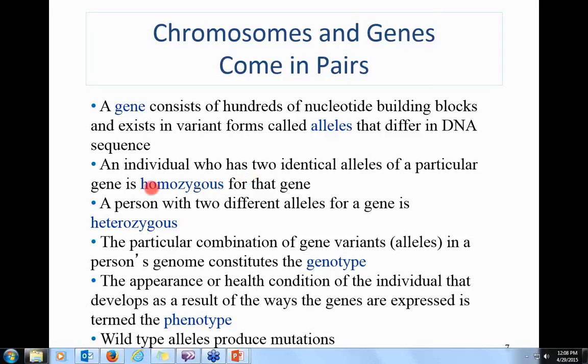If you have two identical alleles, you're called homozygous. Homo meaning same, zygos referring to the fertilized egg. And if you have two different alleles, you are heterozygous. So what alleles you have is called your genotype. And what you see is the phenotype. So you may get one gene for, let's say, brown eyes and one gene for blue. However, your phenotype will be brown. Wild-type alleles produce mutations. Normally, wild-type is the most prevalent allele. Mutation is just a change in the sequence. So it's what produced the different eye colors and the different hair colors and things like that.